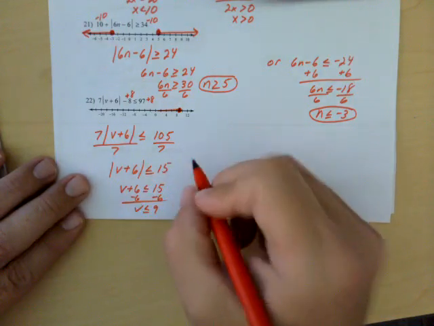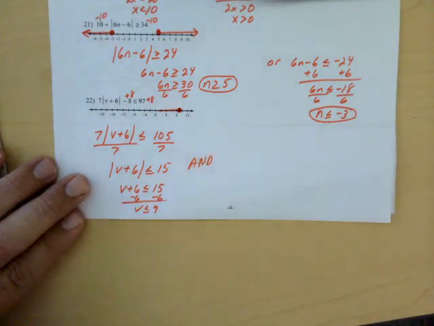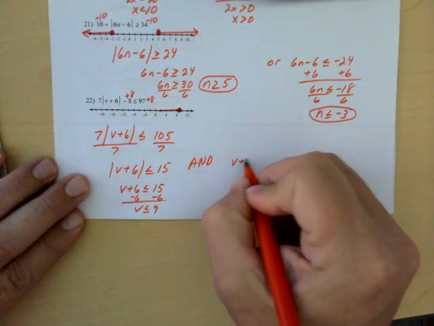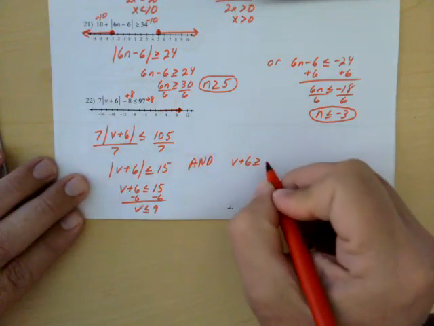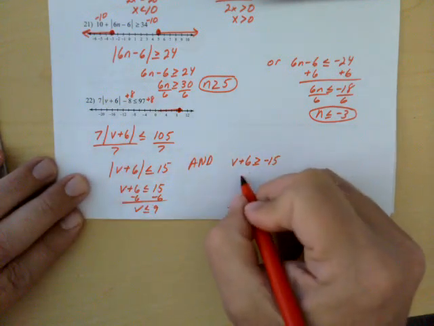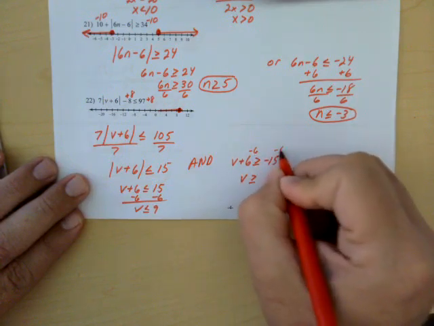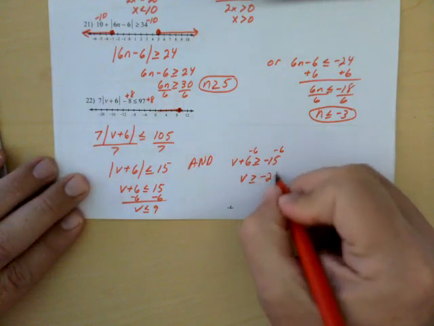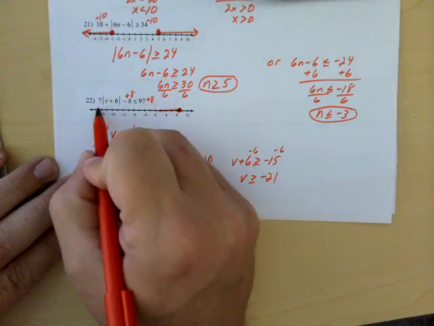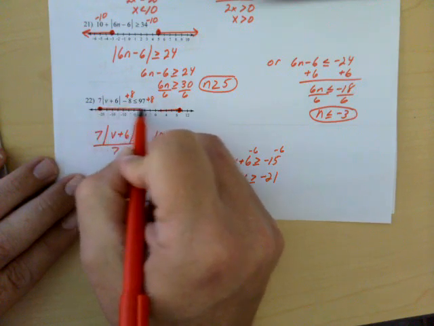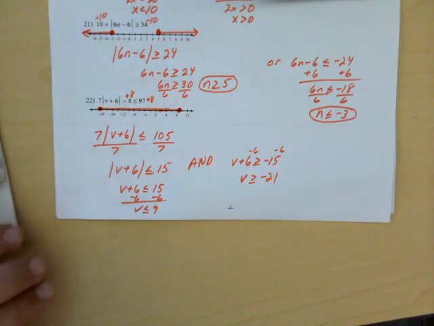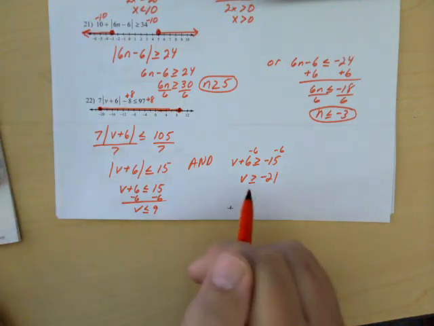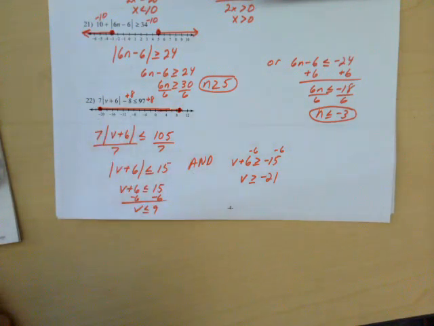But now we need the other half. Since it's less than, I separate with an and. I take v plus 6, take what's inside, flip the sign, make it negative 15, and all I need to do is take negative 15 minus 6, and we get negative 21. So negative 21 would be right here, and I'm going to shade everything in between.